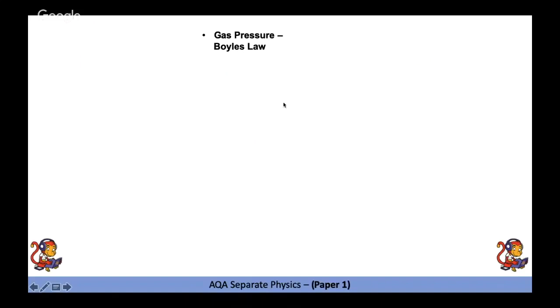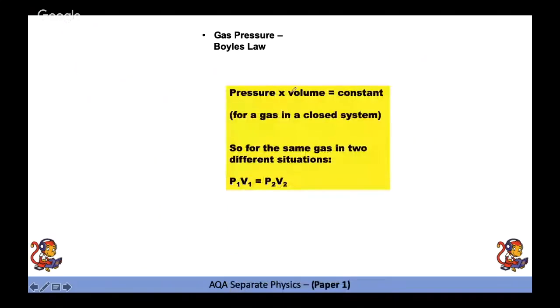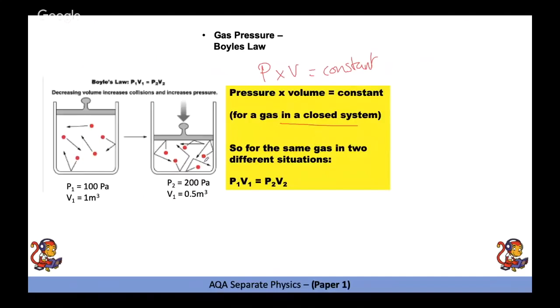So let's have a look at our separate content. Our gas pressure, Boyle's Law, what's this all about then? So Boyle's Law says that P times V equals a constant. So for a gas that's in a closed system, a box with particles in it, here's our box with particles in it, the pressure times the volume gives us the same number, a constant number for the same gas in these two different situations. When I say same gas, I mean the same mass of gas.